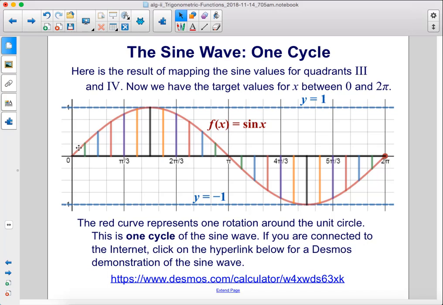Here's the result of mapping the sine values for quadrants 3 and 4. Now we have the target values for x between 0 and 2 pi. The red curve represents one rotation around the unit circle. This is one cycle of the sine wave.